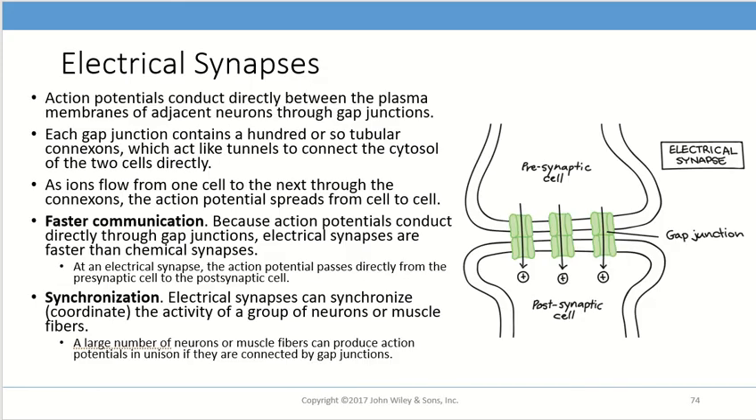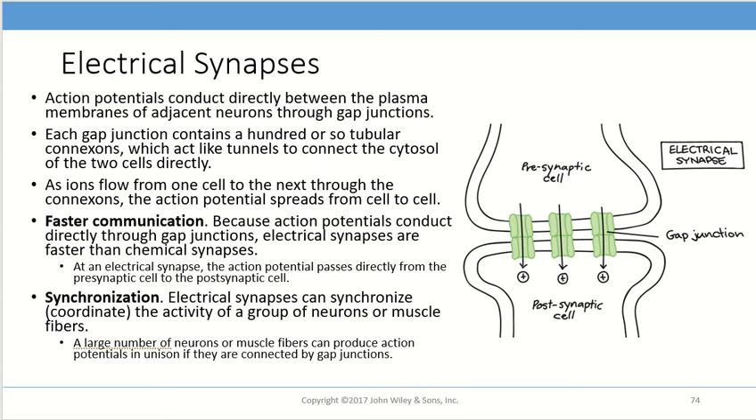In electrical synapses, an action potential is going to conduct directly between the plasma membranes of adjacent neurons through gap junctions. And each gap junction is going to contain 100 or so of these tubular connections, which are going to act like little tunnels to connect the cytosol between those 2 cells directly. So it's a direct connection between these 2 cells. So as ions flow from one cell to the next through these little connexons, the action potential is going to spread from cell to cell.